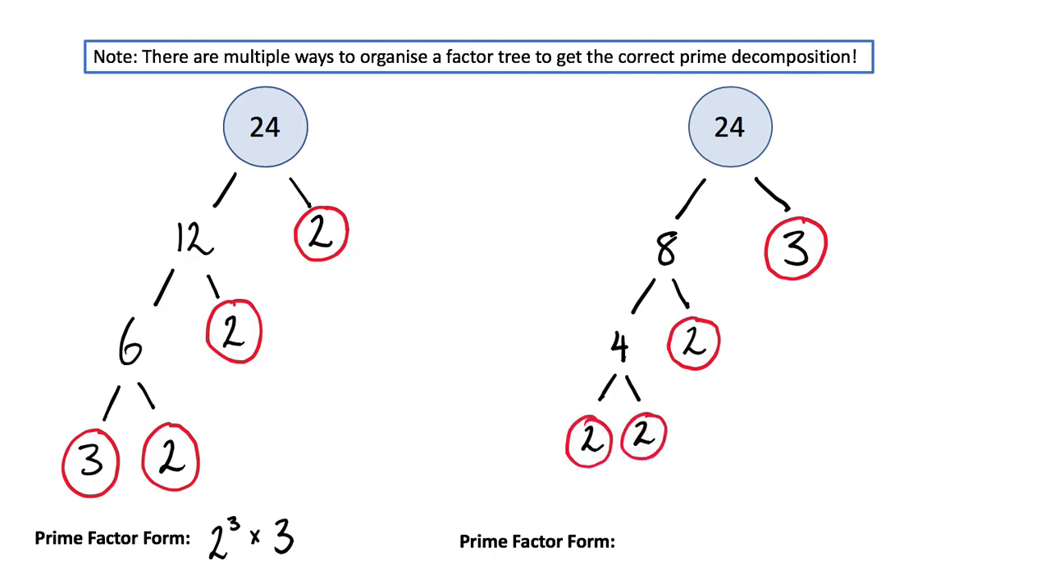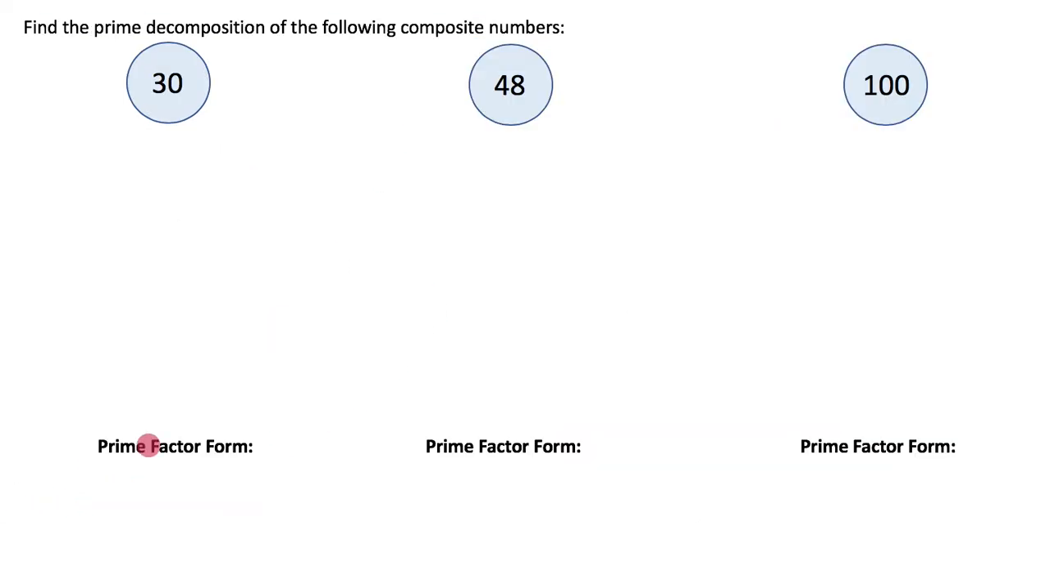So that means my prime factor form will be 2 times 2 times 2 times 3, which is what we found over here. So this is just to prove that there are multiple ways to organize a factor tree. But let's now do some more examples. You should pause the video and see if you can do these. Find the prime decomposition of the following composite numbers.